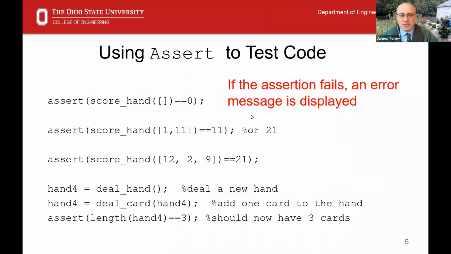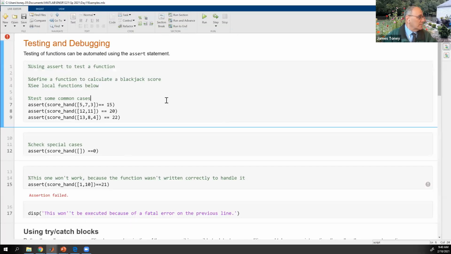All right, so this is what the assert command looks like. Last time in one of the exercises, we had this function score hand that calculates the score of a blackjack hand. And assert just says, this should be true. Now, I actually have these in the code example, so let me go to MATLAB and do them that way. Okay, so this first line is saying, if I have a hand that's a 5, a 7, and a 3, the score should be 15.